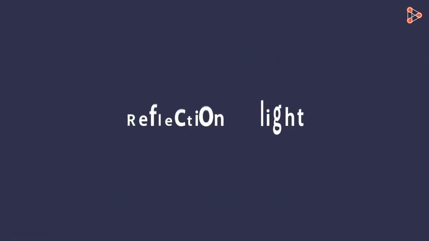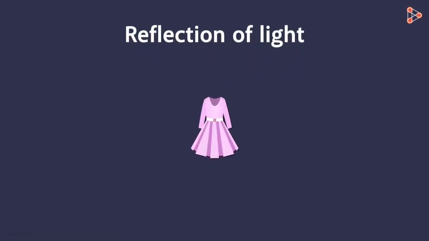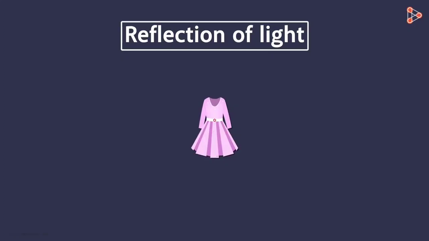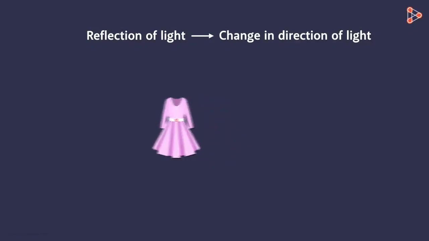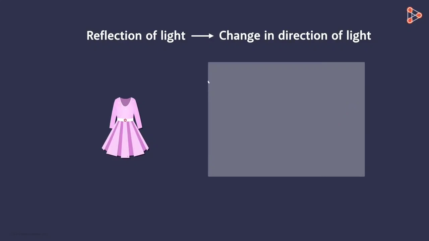The answer to this is reflection of light. The reason we're able to see any non-luminous objects around us is because of the reflection of light. Reflection of light can simply be referred to as a change in direction of light, or bouncing of light from some surface. Just like a ball bounces from the ground, light reflects off from a smooth surface.